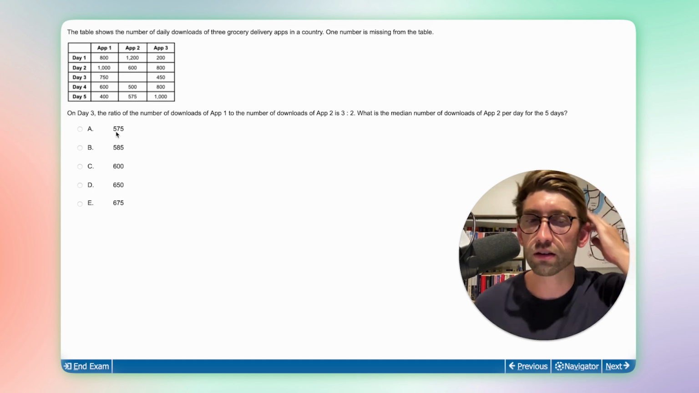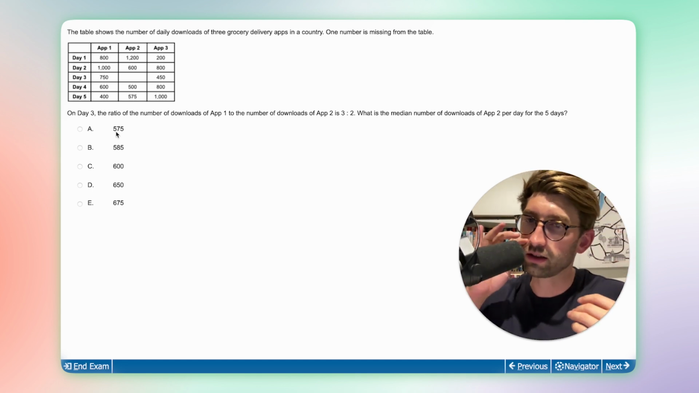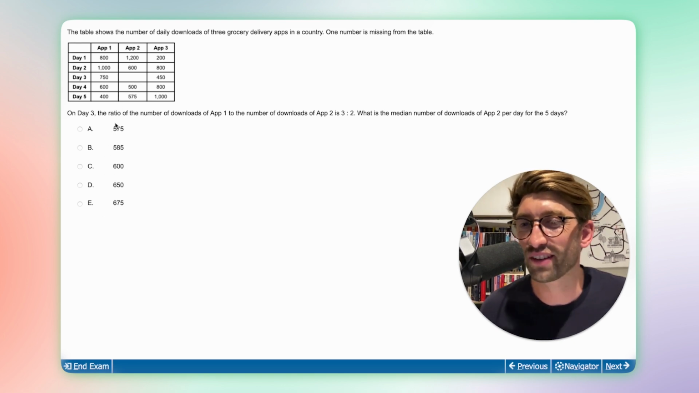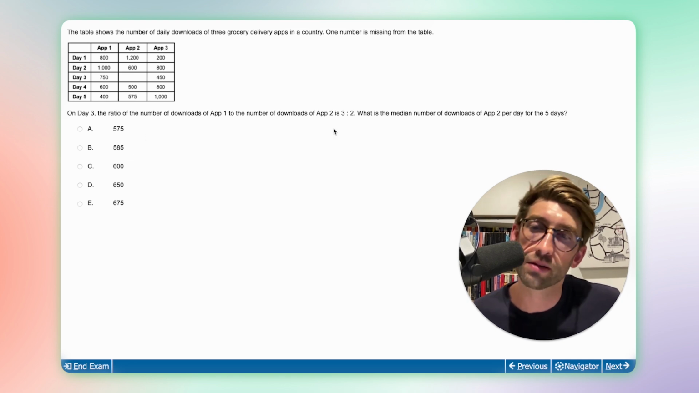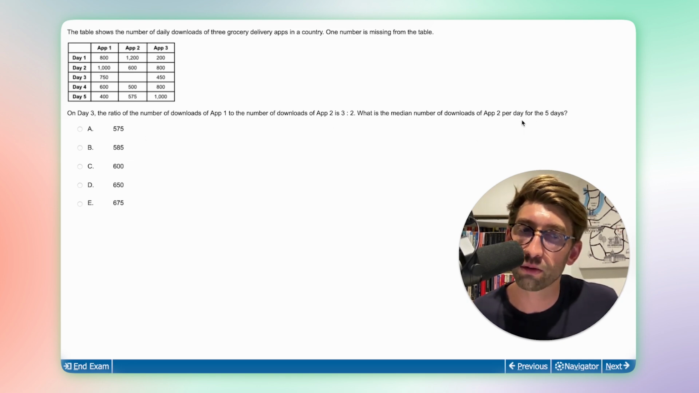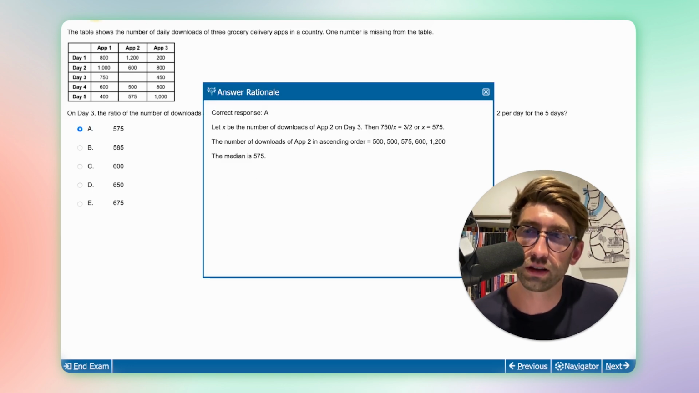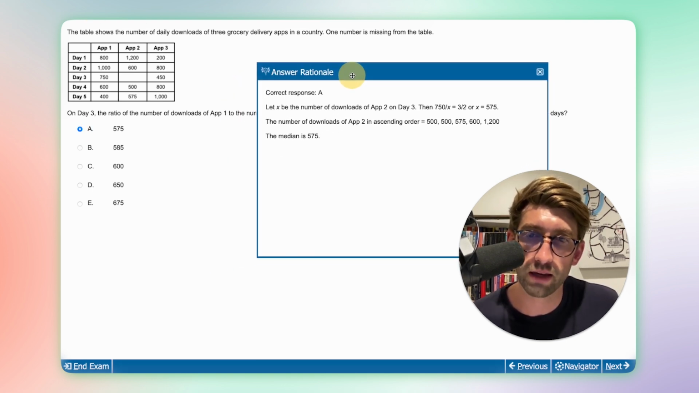This is where people get confused sometimes or get distracted: you go off and calculate this number and go, oh, it's 500. Luckily there's not a 500 there to distract you, but sometimes that would happen. And then you forget to do the second part, which is actually what the question is asking. So 575 is my guess. Let's have a look. Okay, correct answer is A, brilliant.